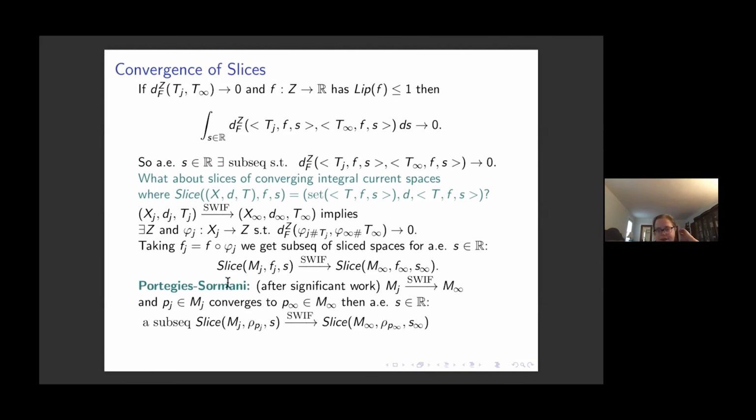So with Portegies, after significant work, we're able to prove that if the p_j's or M_j converge to p_infinity and M_infinity, then for almost every s and r, a subsequence of the slices where this is the distance function from p_j converges to the slices where this is the distance function from p_infinity. We use this as a step in the proof, but then we also have to estimate what happens when your function is changing. Our functions are changing because distance from p_j and distance from p_infinity are two different functions. So in order to complete this proof, we actually have to also integrate over changes in which function is doing the slicing.